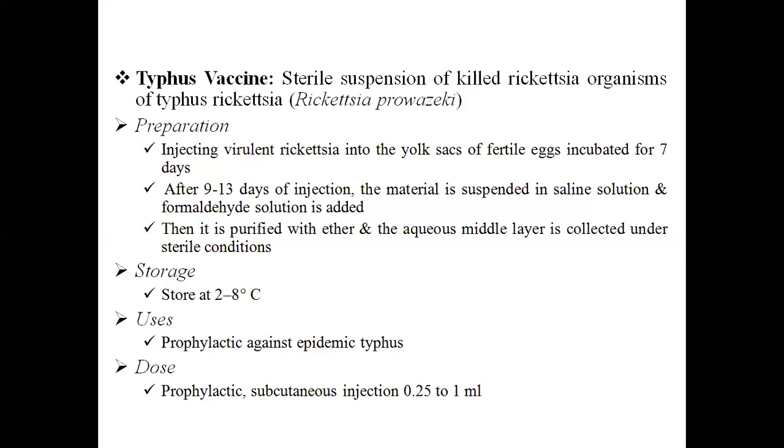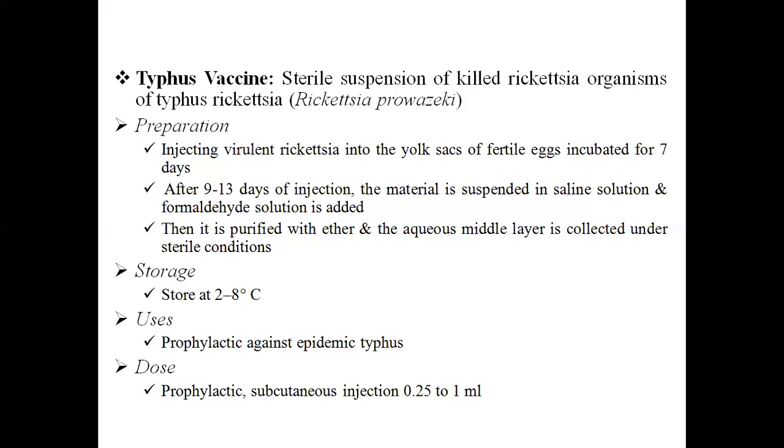initially it is prepared by injecting the virulent rickettsia into the yolk sacs of fertile eggs which have been incubated for 7 days. Within a period of 9 to 13 days after injection, the yolk sacs are collected under aseptic conditions, and then it is subjected to suitable treatment for liberating the maximum number of rickettsia. The material is suspended in normal saline solution, and formaldehyde solution is added into that. The concentration is between around 0.2 to 0.5%.